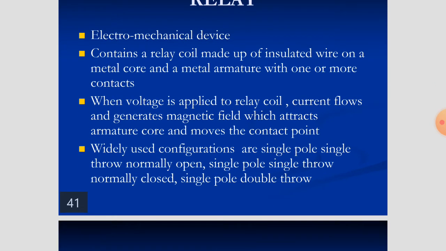If you apply voltage to the relay coil, the current starts to flow into the metal core, and it generates a magnetic field which attracts the metal armature. That moves the contacts toward the contact point, and then it generates the current according to the magnetic field generated by the armature core.